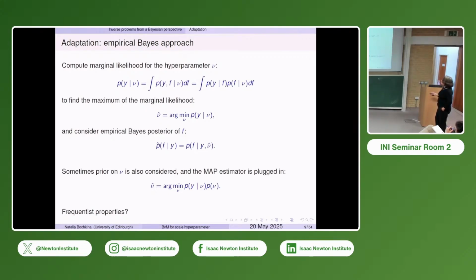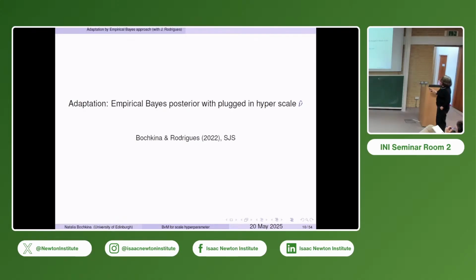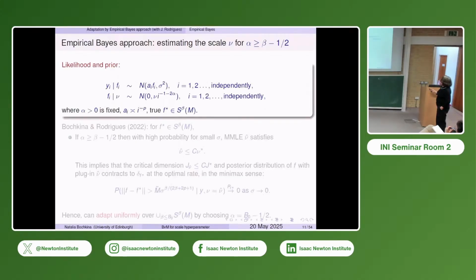So the key question is, what are the frequentist properties? What can we say about that? That's based on our paper published in the Scandinavian Journal of Statistics. We focus on alpha greater than beta minus half, when it is possible to adapt. This is just a reminder of the likelihood and the prior. This is the inverse problem in the sequence space. This is the prior. Alpha is fixed. Nu we're estimating.